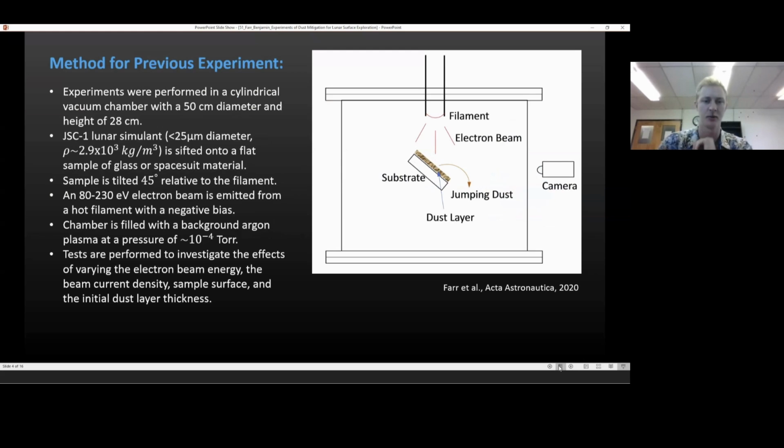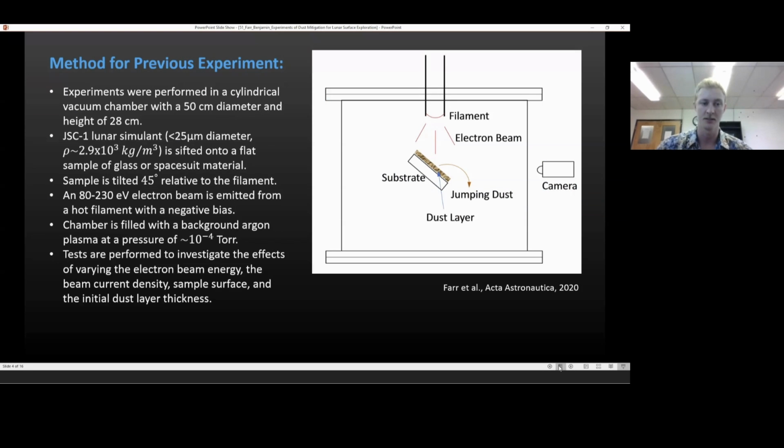In our experiment, we are using an electron beam to try to remove dust. The electron beam is just our agent to cause that charging of the particles. Our experiments are done inside a small cylindrical vacuum chamber, about 50 centimeters in diameter and about 28 centimeters high. We use JSC-1 lunar simulant as our dust, and we sift the dust onto a substrate. We've tested a whole bunch of different materials, including glass, spacesuit, and solar panels.